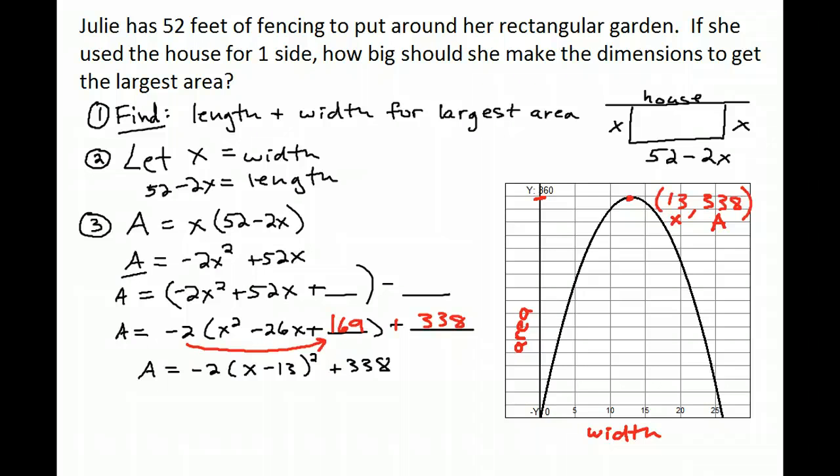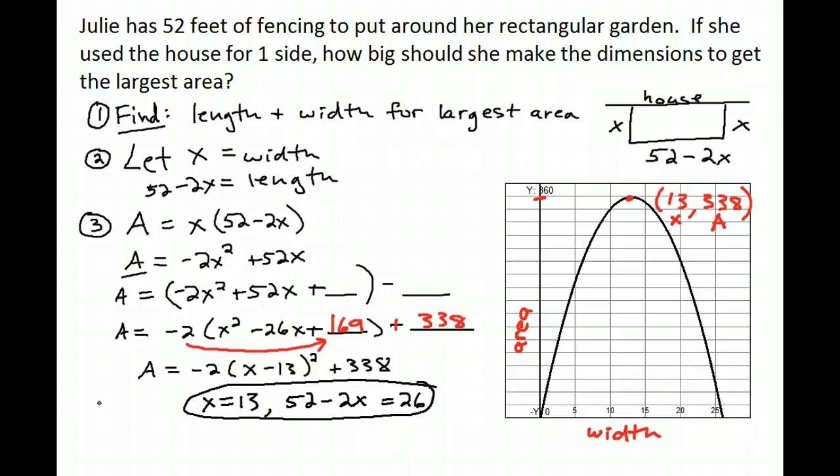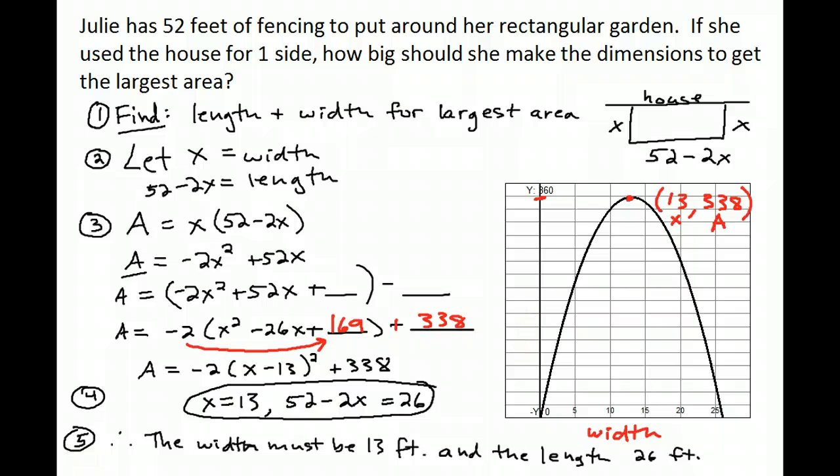So when I go to do my conclusion, or my solution actually, I look at my vertex, and it looks like I'm going to need to have x equals 13 and 52 minus 2x, which is 26, to be my other amount for this particular problem. So then I can write my conclusion. Therefore, the width must be 13 feet and the length 26 feet.